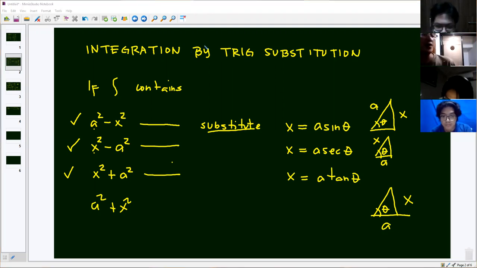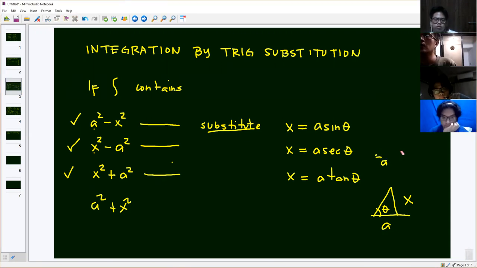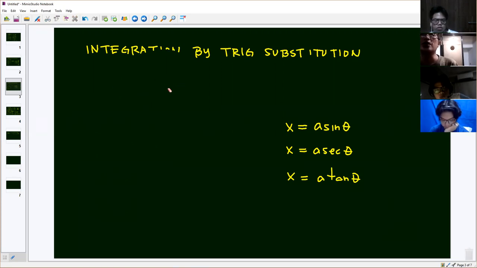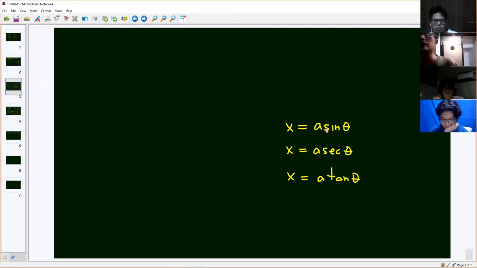Guys, stop writing first. Stop writing. Now, look at this tree na sinetup ko. Ulitin ko lang tong part na to. Stop writing first. Look at the screen. Okay. Now, ito yung tatlong substitution natin. Now, look at this substitution.